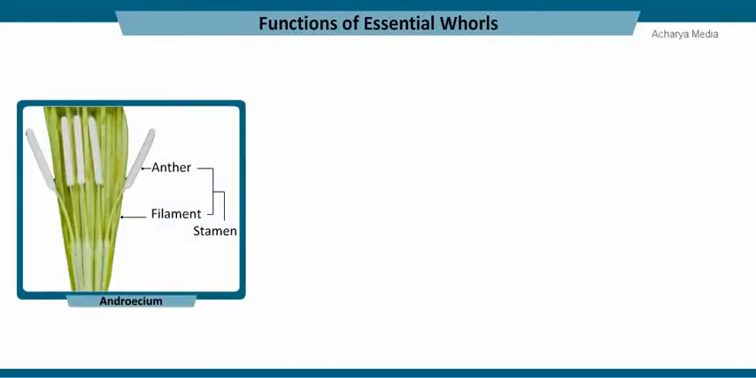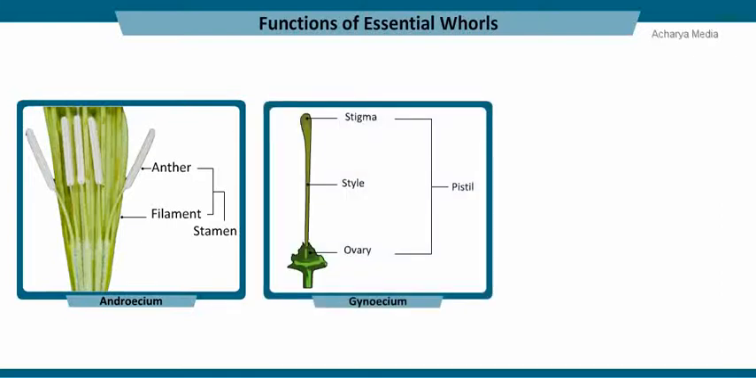Androecium. Androecium consists of stamens. Each stamen consists of filament and anther. An anther may be single-lobed or bi-lobed. The anther lobes possess granular pollen grains, otherwise called microspores.